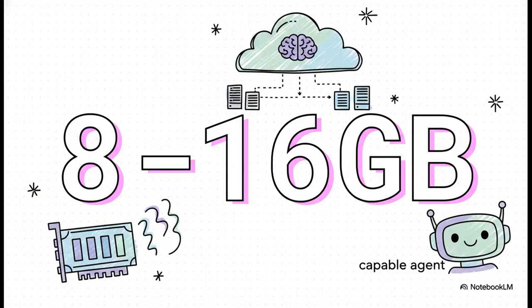So let's start at the entry level. For these smaller, super efficient models in that 7 to 8 billion parameter range, you can actually get started with a GPU that has just 8 to 16 gigabytes of VRAM. This is a fantastic, really budget-friendly way to get in the game with agents that are surprisingly capable.